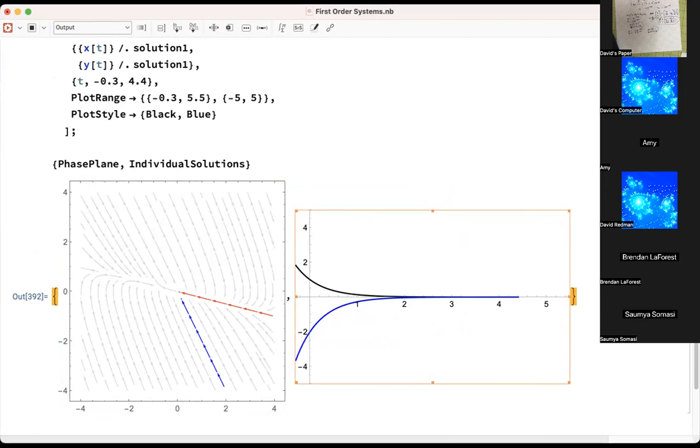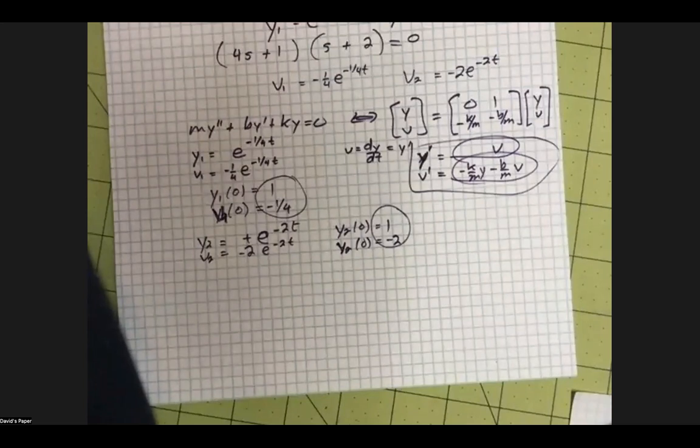Let me pop out of here and just check the chat to make sure that I'm making people happy. How about the fixing colors? Did that satisfy the question about fixing colors? And then the other question was about individual Y and V plots. Did that satisfy the question about individual Y and V plots? Okay, very good.